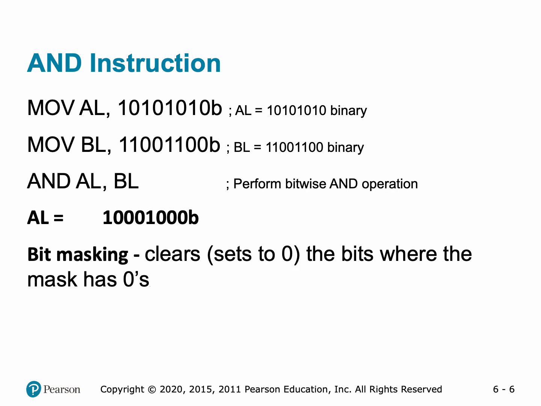So here's another example. Here we've done a move into AL, and we've moved this binary number into AL. Then we've moved this binary number into BL. And then we've ANDed AL and BL. Remember, the answer or the result of the operation is going to end up saved in AL.